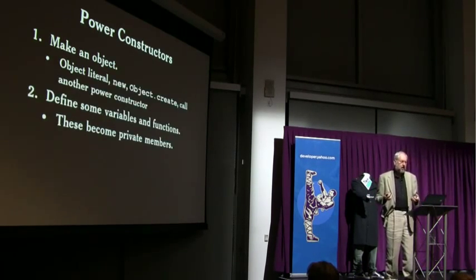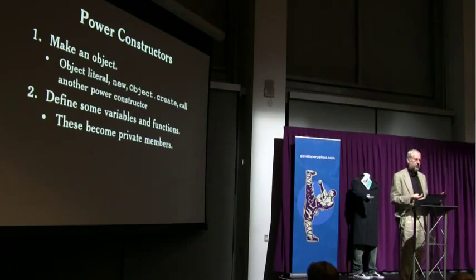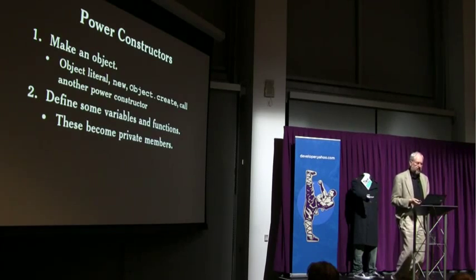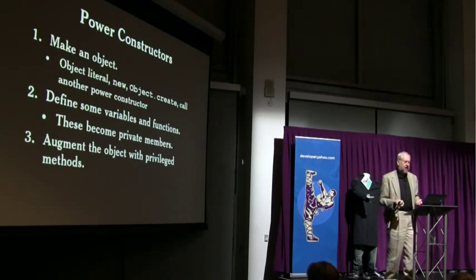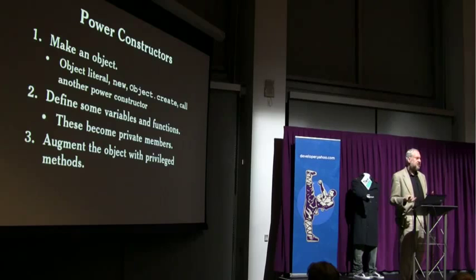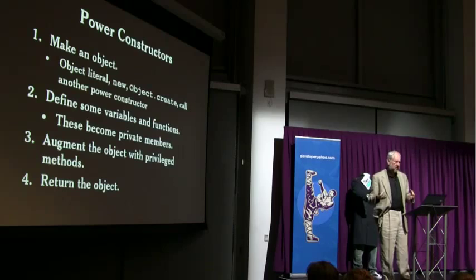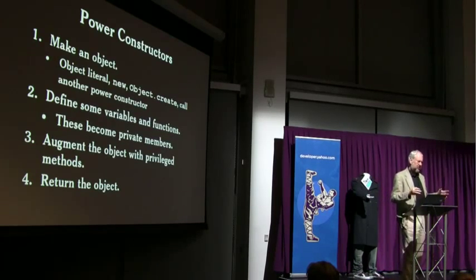Then step two, I define some variables and functions, and these will be the private members of the object that I'm about to make. Step three, I augment the object with privileged methods. A privileged method is a method which has access to that private state, that closes over the private state. And step four, I return the object. So really simple recipe, but it's a little abstract.